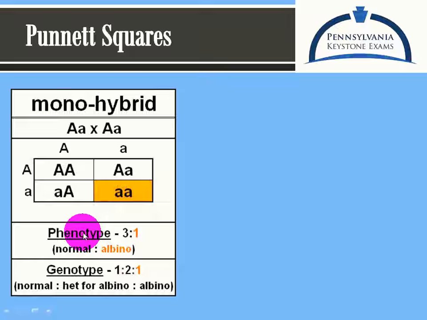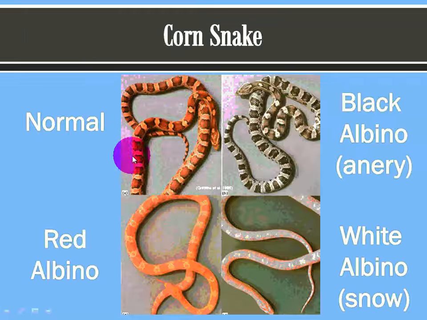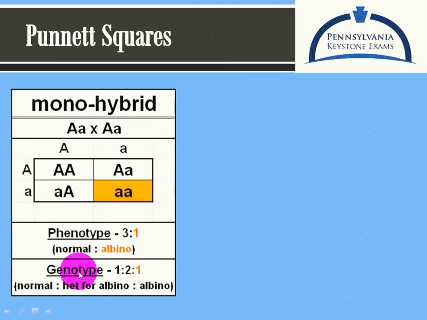So from a phenotypic ratio, what they would look like for my corn snakes, 3 of them are going to be the normal coloration right here, and 1 of them ends up being an albino. For your genotype ratio, that would be the actual genes, the letters that make it up, I get a 1:2:1 ratio. 1 is still normally colored, it's homozygous dominant. 2 are heterozygous, normal coloration, and 1 is homozygous recessive, albino coloration.